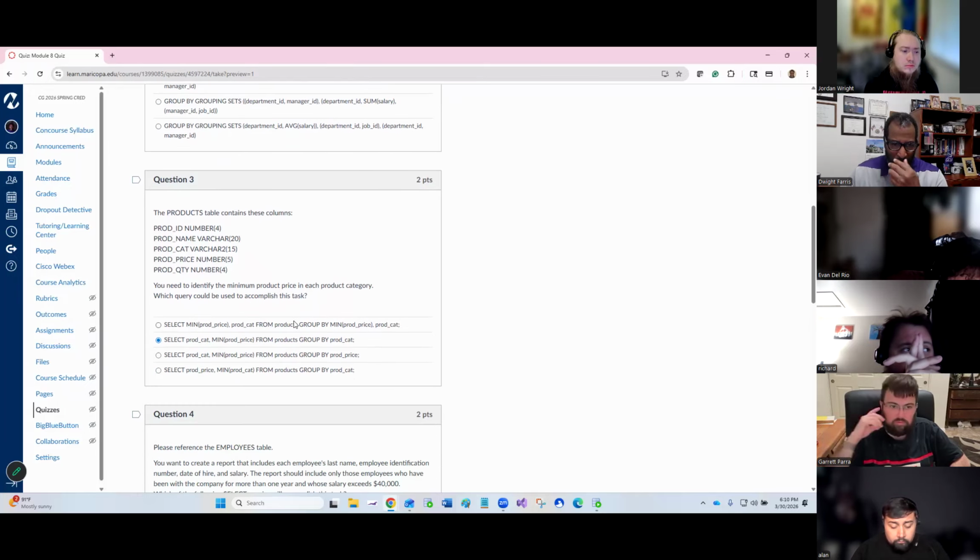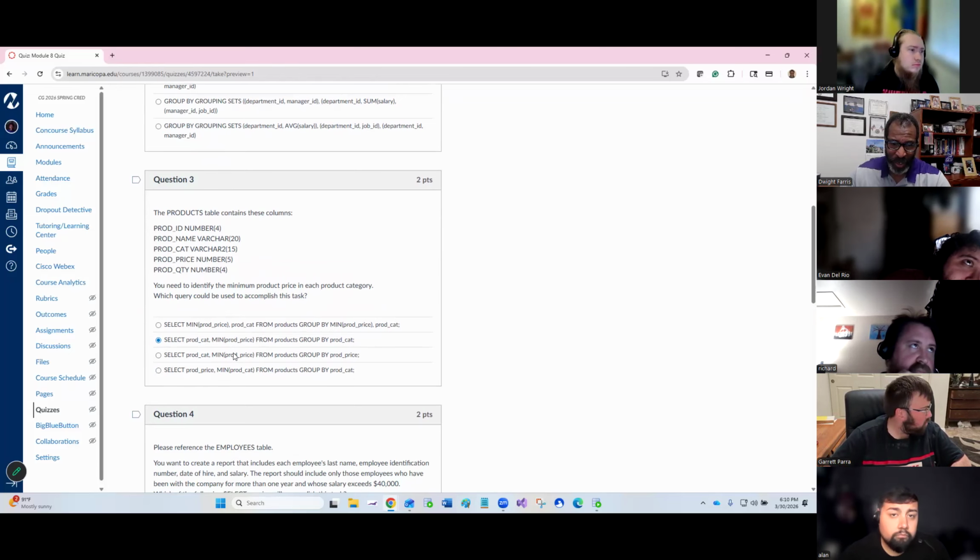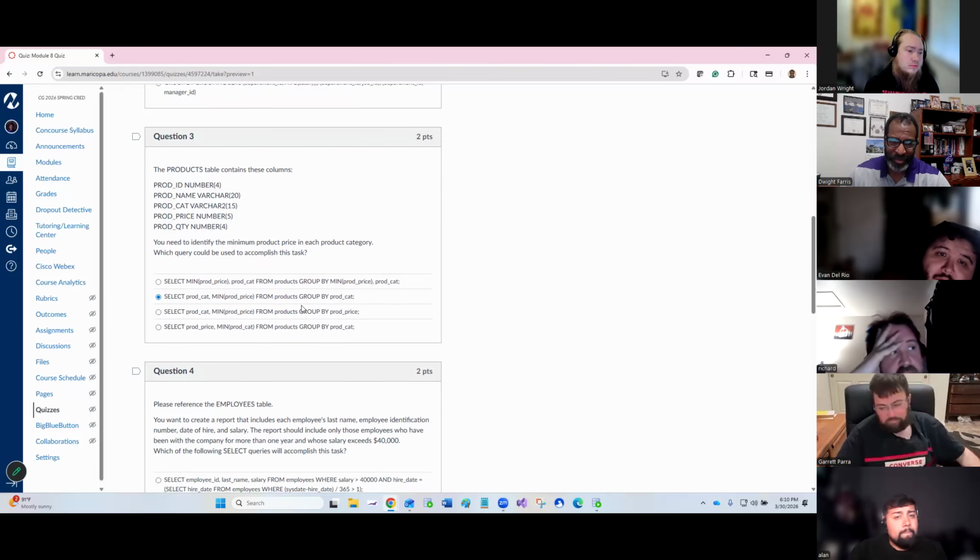All right. Question 3, I give you kind of a table not in your little schema. It's a products table. It contains these columns: product ID, product name, product category, product price, product quantity. You need to identify the minimum product price in each product category. Which query could be used to accomplish this? And it's the second one here: product category, min product price from products grouped by product category. The rest will not satisfy that requirement.